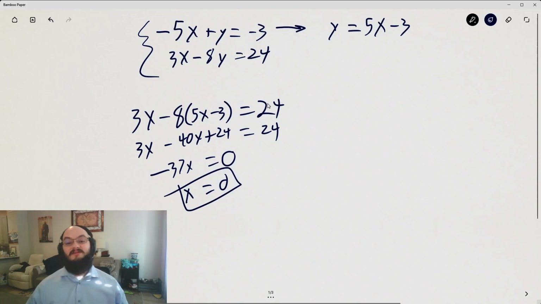Now that we know x is equal to 0, we can substitute that back in. And let's substitute it back in up here. We could substitute it into this equation and this equation.